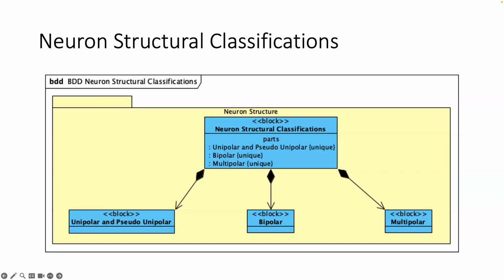Unipolar neurons exist in invertebrates like insects, but not in humans. They are part of gland and muscular functions. Pseudo unipolar neurons exist as sensory neurons. Their primary function is to route sensor data back to the brain for processing.